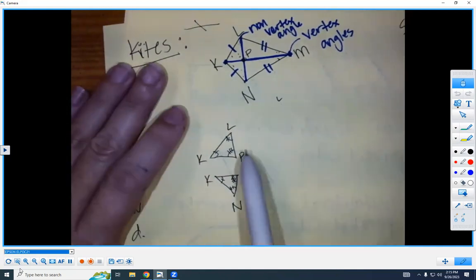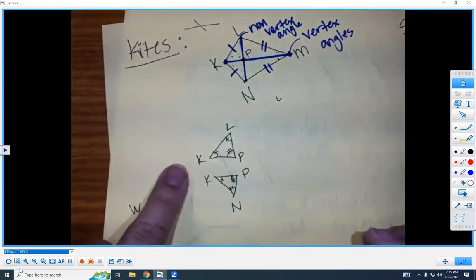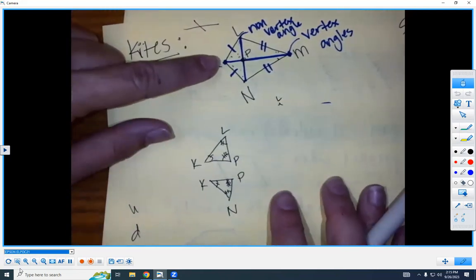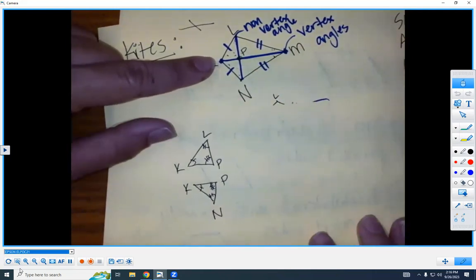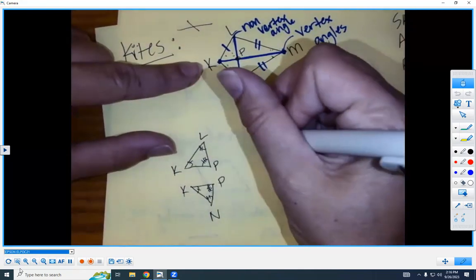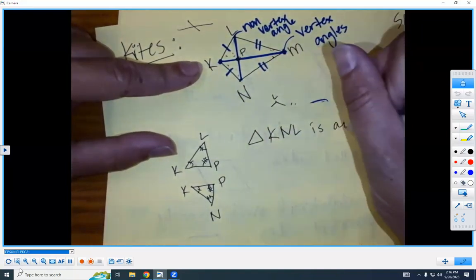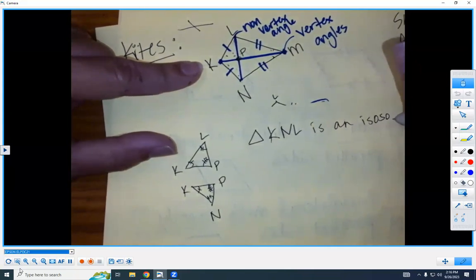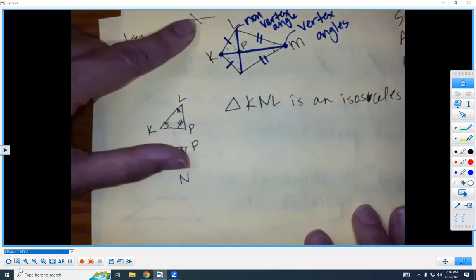And let's write the things, like the stuff I have on this picture is things that we know after we prove all this. So we're going off of this picture up here. What do we know based off of this picture? So triangle KNL is an isosceles triangle. I think I spelled that wrong. Some days it's all right.